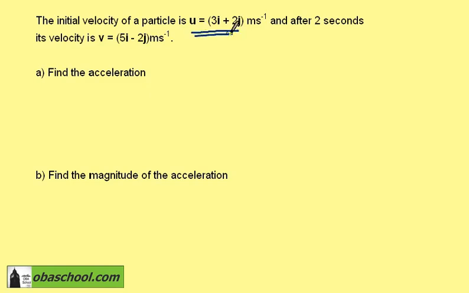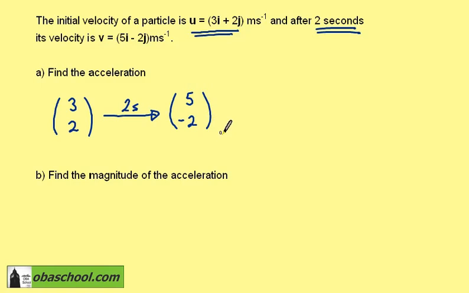If we consider the initial velocity is 3i plus 2j, or 3, 2 as a column vector, and over the course of 2 seconds, this becomes 5, minus 2 meters per second. So in 2 seconds, the horizontal component of velocity has increased by 2, and the upward has changed by minus 4. In other words, it's increased by 4 downwards.